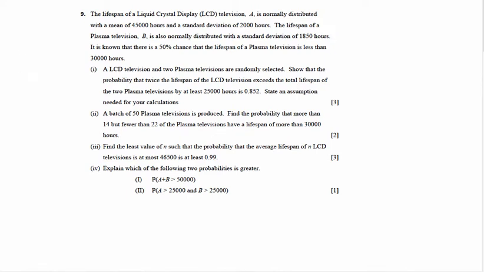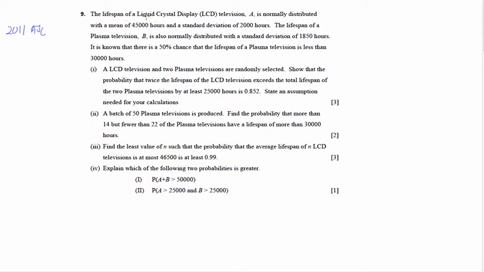And this is a normal distribution question from 2011 AJC. Okay, paper 2 of course, and question 9. Alright, so let's quickly take a look at this particular question and see what is the challenge here.